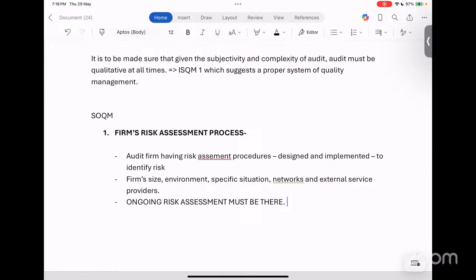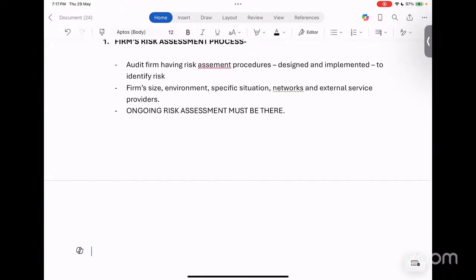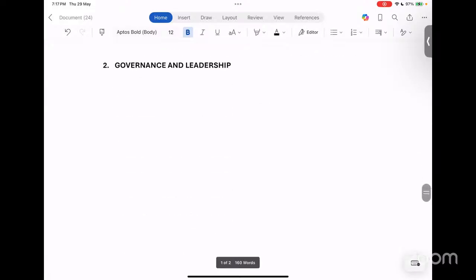So that's an ongoing process. Second, to maintain the quality, they talk about governance and leadership. You all must know that the culture at the top, or the owner or the governance at the top, they are setting the tone of the company.